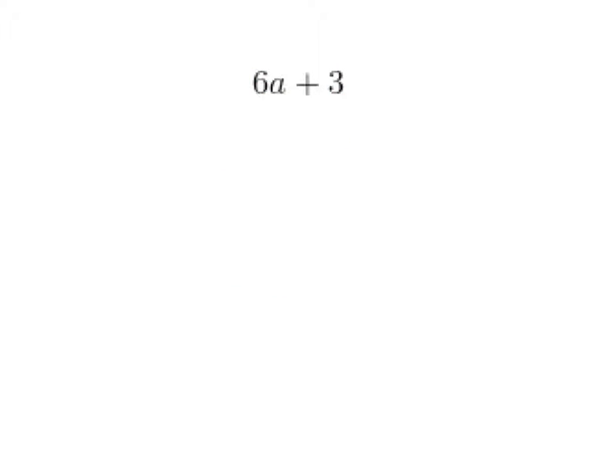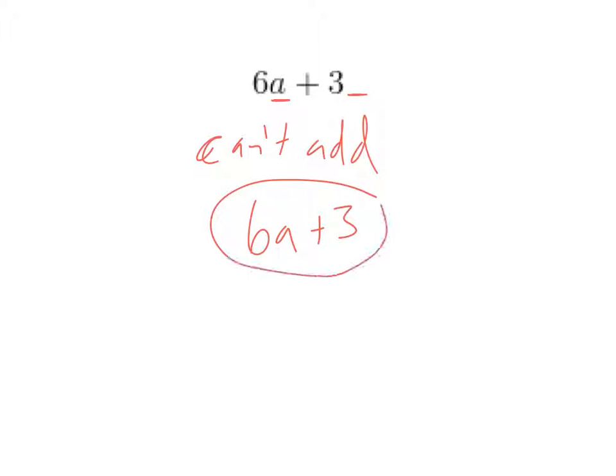Then we have something like this, 6a plus 3. Now 6 has an a with it, but 3 doesn't. That means I can't add them together. So I have to leave it as 6a plus 3. I can only add them if they both have the same variable.